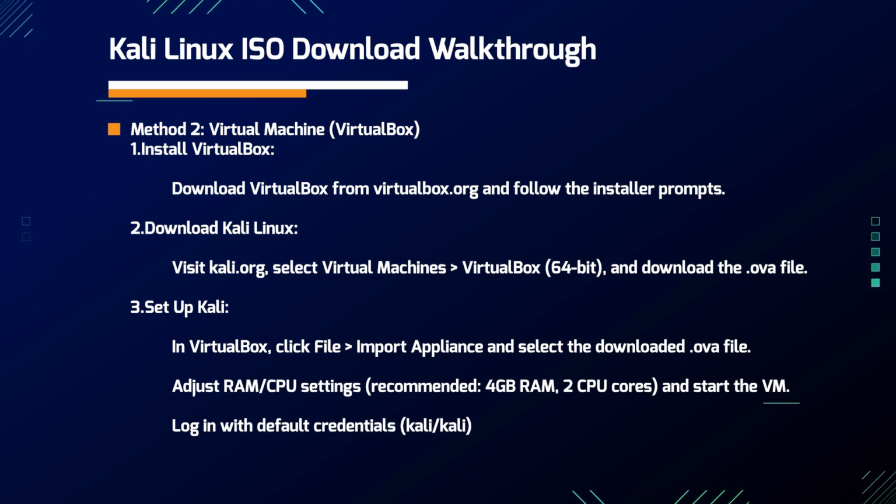Then you are going to want to set up Kali. In VirtualBox, click on File and then Import Appliance and select the OVA file. Adjust the RAM/CPU settings. The recommended is 4 gigabytes of RAM and 2 CPU cores, and start the virtual machine. Log in with the default credentials, Kali/Kali.